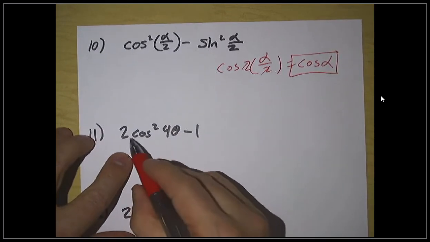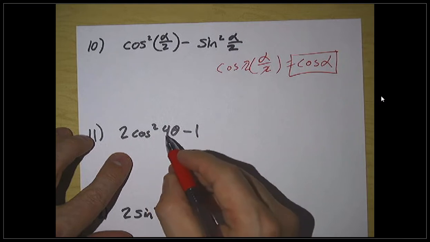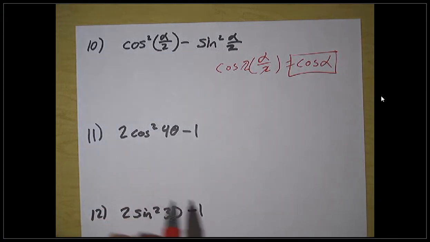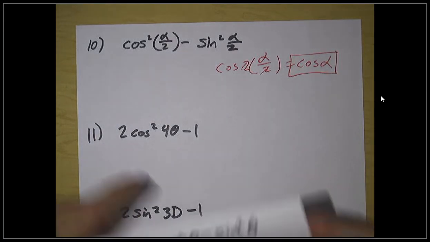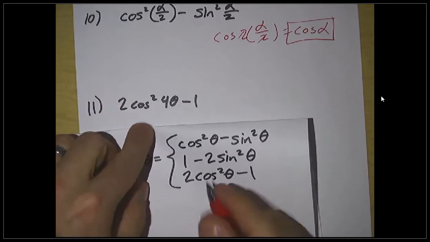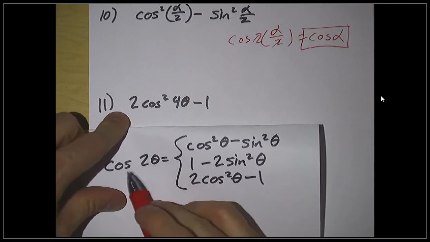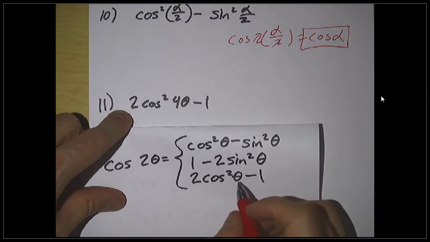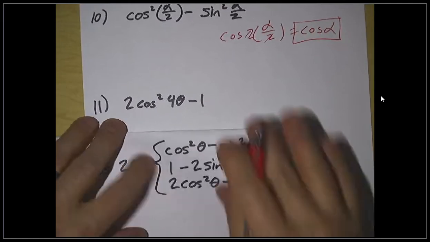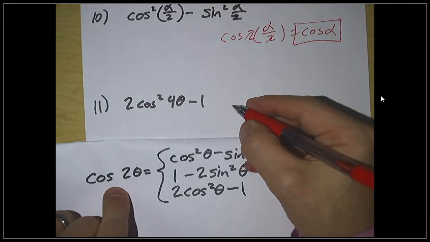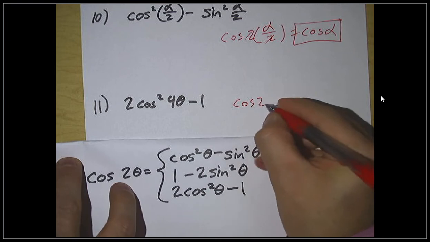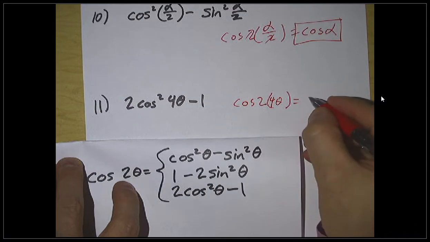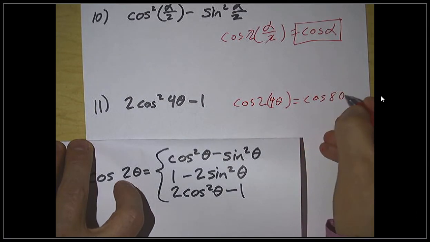The next problem, 2 times cosine squared of our angle 4 theta minus 1. And so that one looks like this last equation of cosine 2 theta equals 2 times cosine squared theta minus 1. So I can rewrite this then as cosine of 2 times our angle, and our angle is 4 theta. So I have cosine of 8 theta.